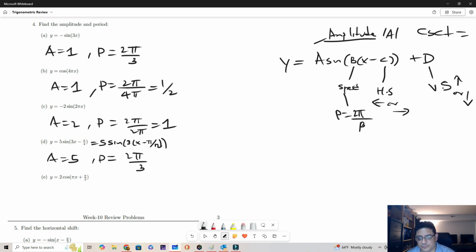In E, we have that the amplitude is 2, and then we have that the period is 2 pi over pi. So it's actually the period is 2. Okay. Make sure to always be using this 2 pi over b, where b is this number. That's how you find periods.